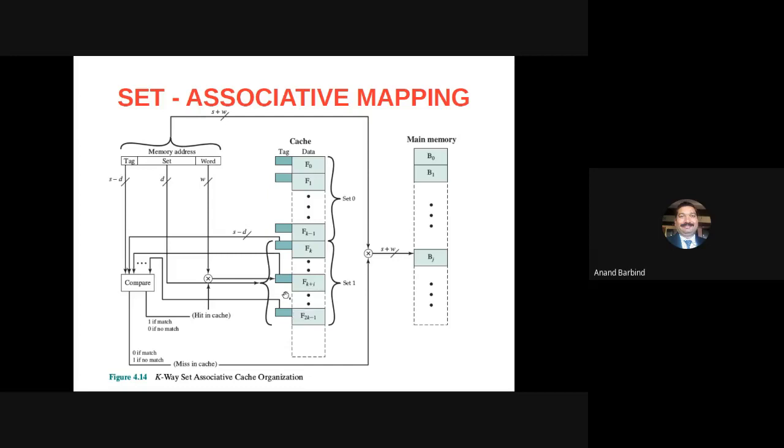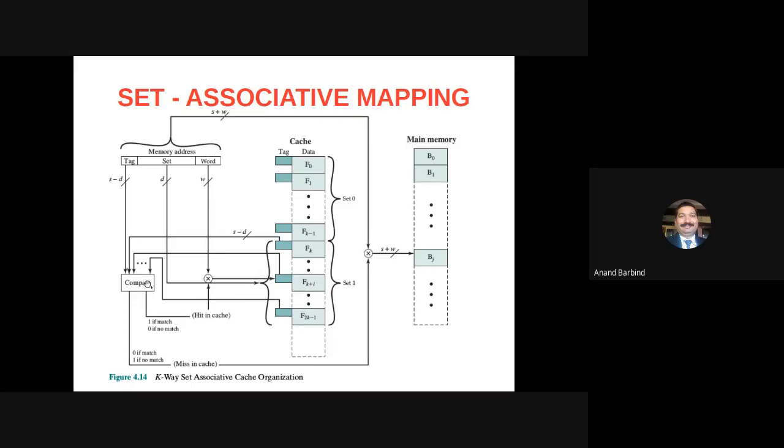At one of the lines in the specified set. At which line it is to be written is decided by the cache replacement algorithm. By dividing your cache into a number of sets, we reduce the number of comparisons, and the number of comparators required in set associative mapping will be less.